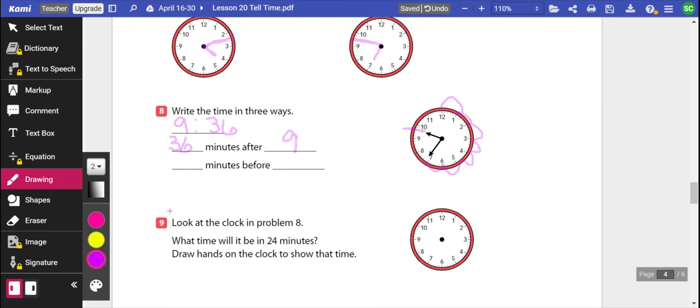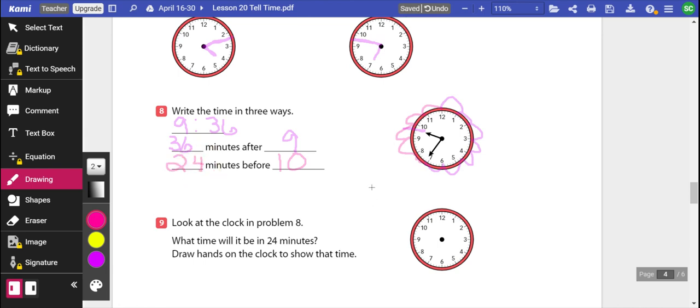Now we're going to see how we could say that before. I'm going to change my colors. So if I'm looking before, I have to think about my next hour. And see, if I'm at 9 o'clock, my next hour is 10. So I'm going to figure out how many more minutes until this gets to 10 o'clock. That'll be 5, 10, 15, 20, 21, 22, 23, 24. 24 minutes before 10 o'clock.